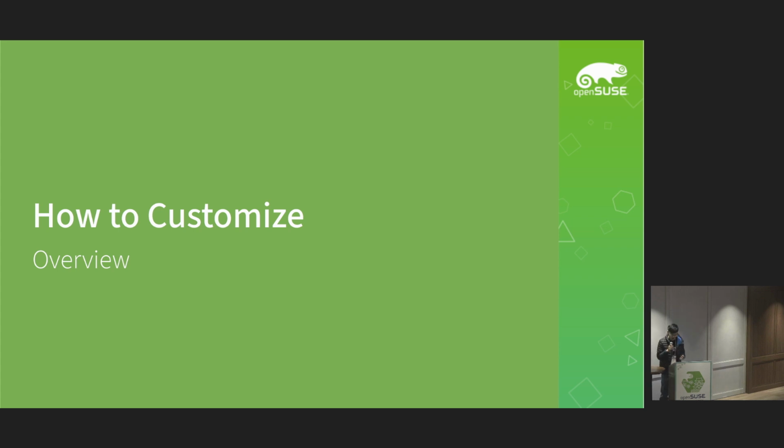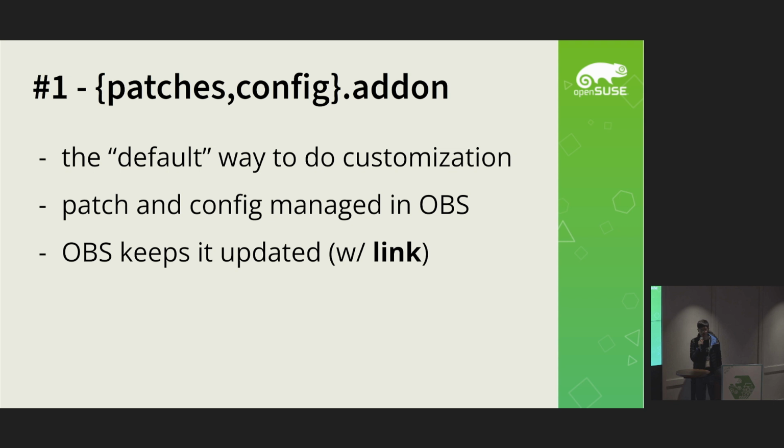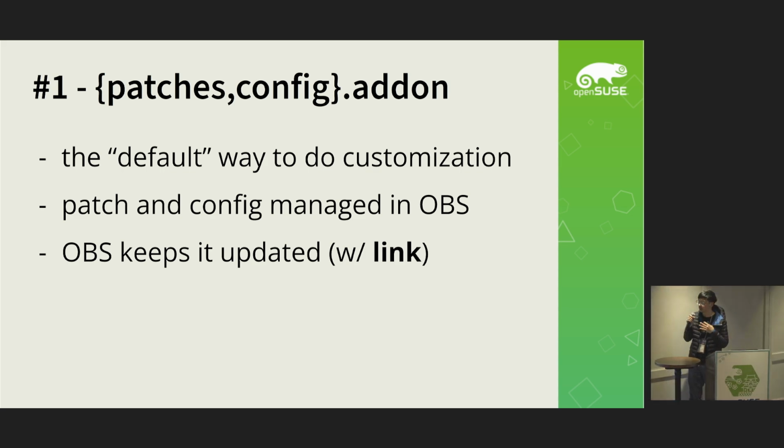All right, so customization. There are actually three ways that you could do customization and have it work on OBS. The first method is the add-on method, and this is called the default method to do the customization. If you read the openSUSE kernel documentation on this, this would be the recommended way. To use this, you have the patches that you want to apply for customization and the kernel config both managed in an OBS repository.